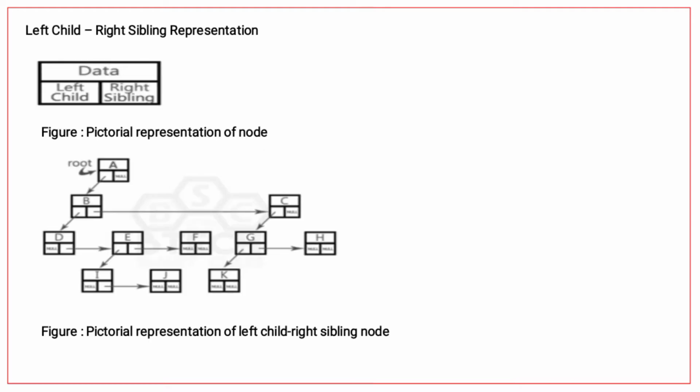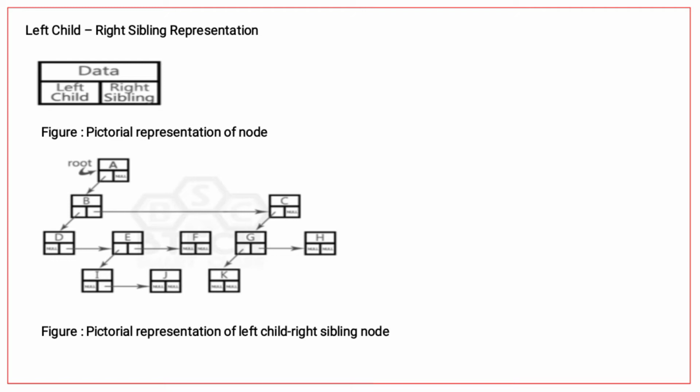Next, left child right sibling representation. In this representation, we use a list with one type of node which consists of three fields, namely the data field, the left child reference field, and the right sibling reference field. The data field stores the actual value of a node. The left reference field stores the address of the child node, and the right reference field stores the address of the right sibling node. See the first figure.